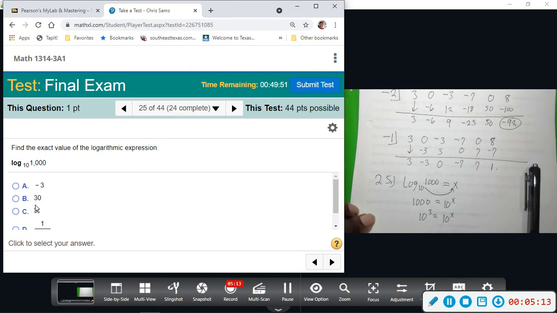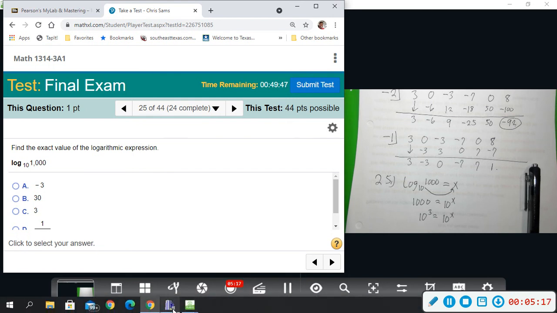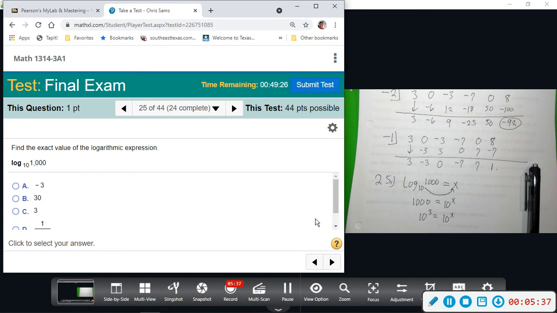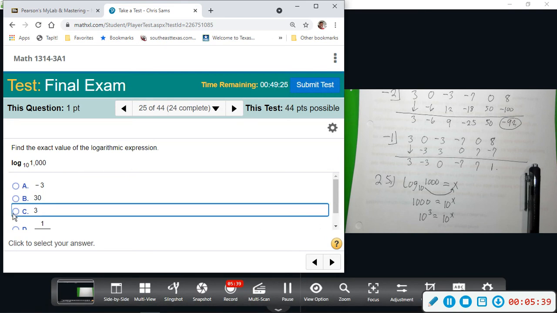Okay, but since log has base 10, if I just plug it in my calculator exactly like that, go second quit, log of 1000, you will see 3 as your answer. And same thing we're getting here. We're getting 3. So answer choice 3 would be best.